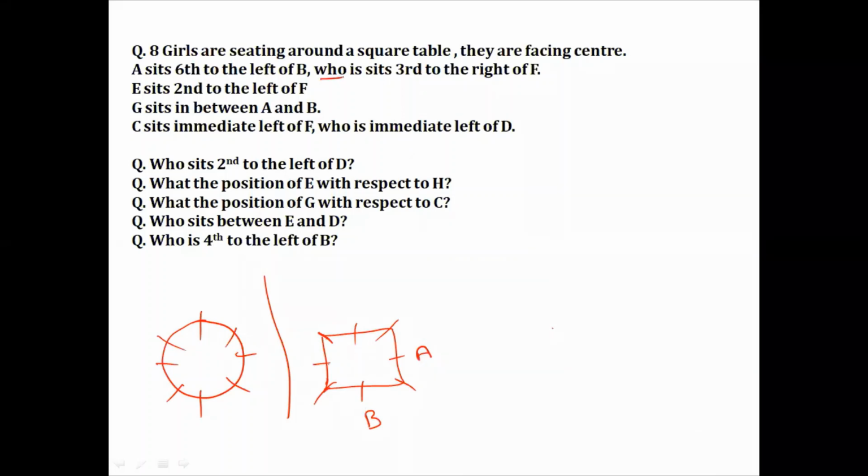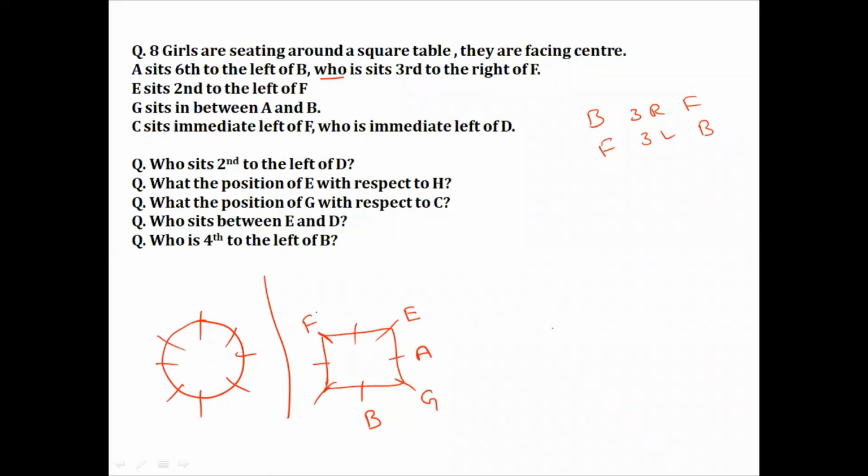And who sits third to the right of F? After B, we have who sits third to the right of F, which means that B sits third to the right of F. We don't know the position of F, so I am writing F is third to the left of B. F is third to the left of B means F is in this place. Next, E sits second to the left of F, which means E should be here. Next, G is between A and B, so G is here.